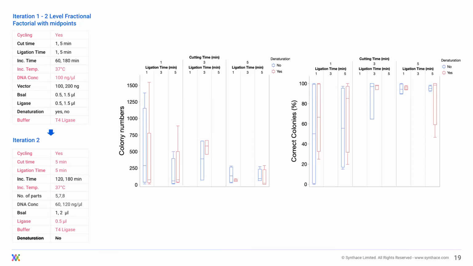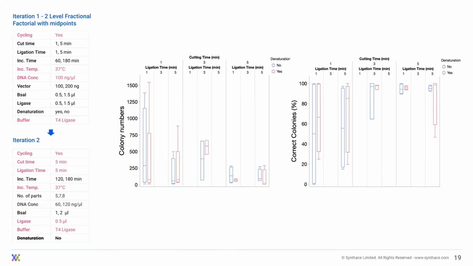And what we could really see was that longer cutting times and longer ligation times gave us much more robust assembly conditions. So again, just by eyeballing this data, we can start to say, okay, I'm going to fix my cycling. We're going to fix the time at 5 minutes and 5 minutes for our cutting and ligation, which was giving us the most robust conditions.